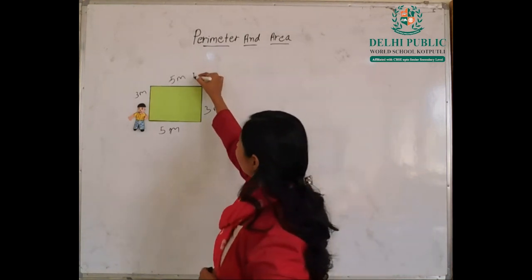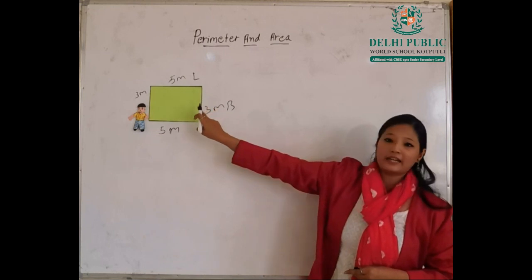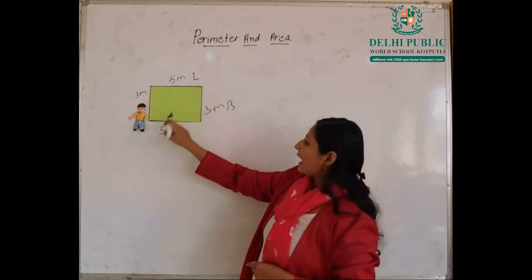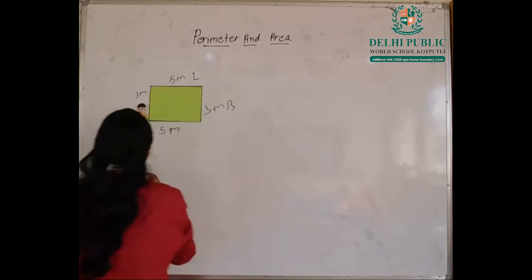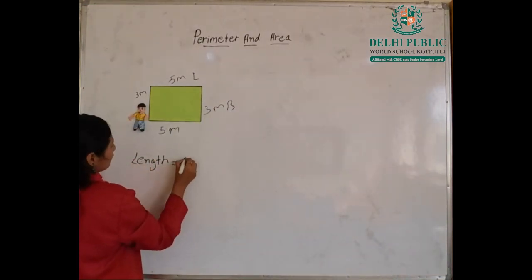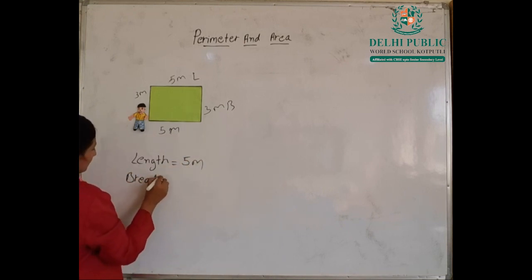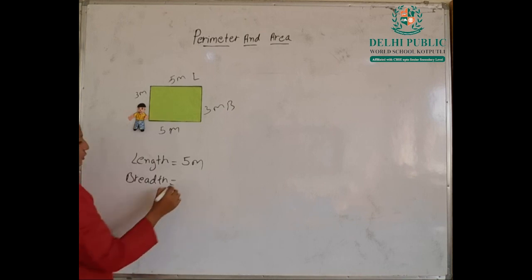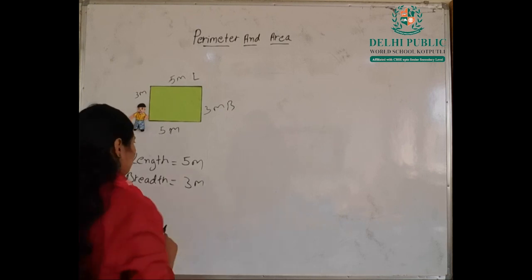This is length and this is breadth. The longer side of the rectangle is called length and the shorter side of the rectangle is called breadth. So length is equal to 5 meters and breadth is equal to 3 meters. The longer side will be the length and the shorter side will be the breadth.